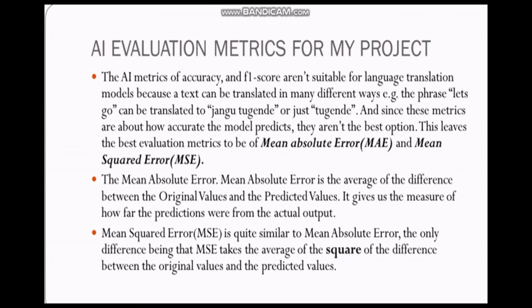And the final is the mean squared error, and it's similar to the absolute error. The only difference is that this one takes the square of the difference between the original values and their predicted values.